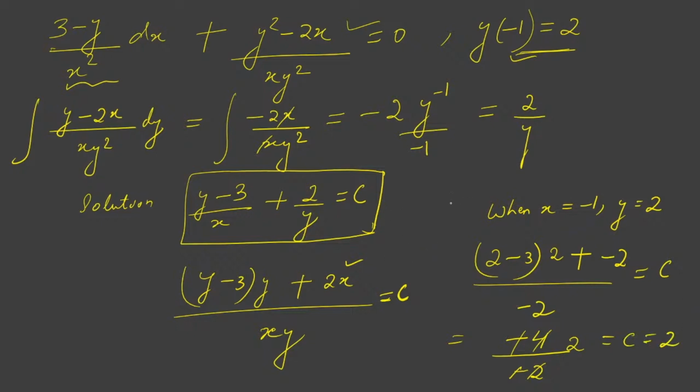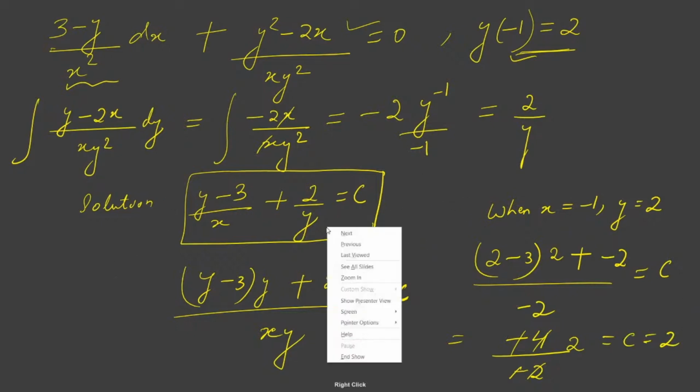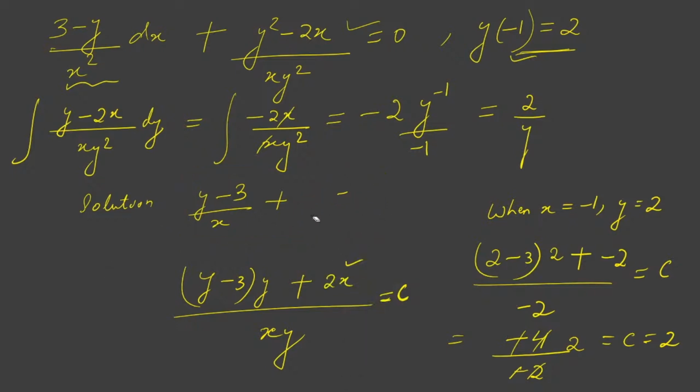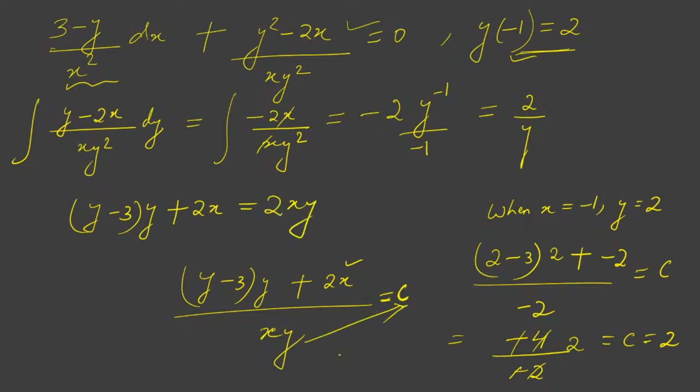So we can write the final solution like this. The final solution will be y minus 3 whole into y plus 2x will be equal to 2xy. You can cross multiply the numerator and multiply with the value of c. So this is the solution of this differential equation.